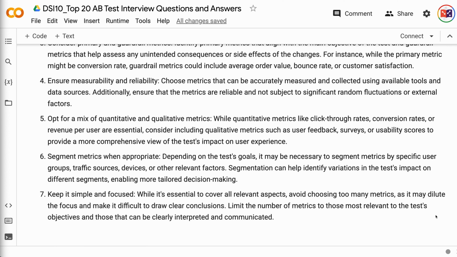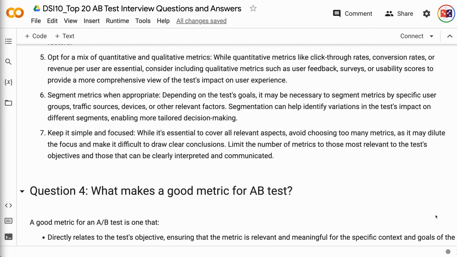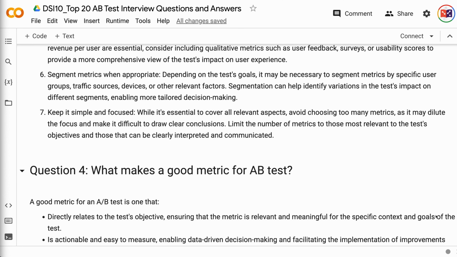5. Opt for a mix of quantitative and qualitative metrics. While quantitative metrics like click-through rates, conversion rates, or revenue per user are essential, we should consider including qualitative metrics such as user feedback, surveys, or usability scores to provide a more comprehensive view of the test's impact on user experience. 6. Segment metrics when appropriate. Depending on the test's goals, it may be necessary to segment metrics by specific user groups, traffic sources, devices, or other relevant factors. Segmentation can help identify variations in the test's impact on different segments, enabling more tailored decision-making.